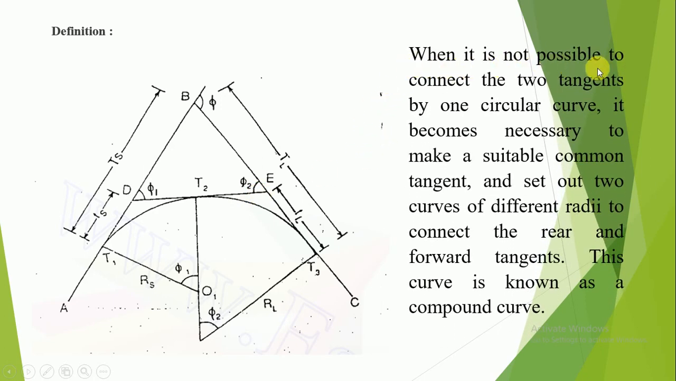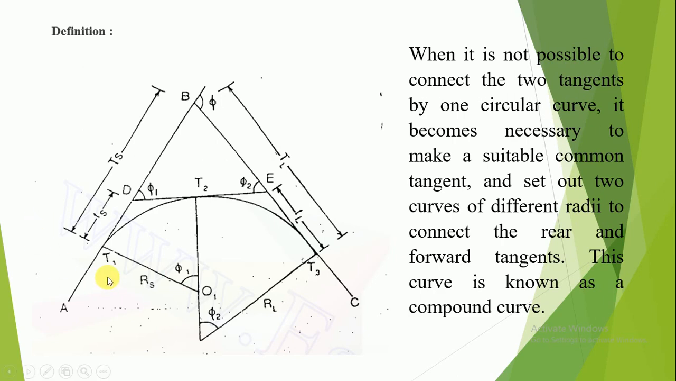When it is not possible to connect the two tangents by one circular curve, it becomes necessary to make a suitable common tangent and set out two curves of different radii to connect the rear and forward tangents, as I told you before. This type of curve is known as a compound curve. In this case there will be two deflection angles. Phi 1 will be the deflection angle for the shorter curve, and the deflection angle will be different as the radii are different.